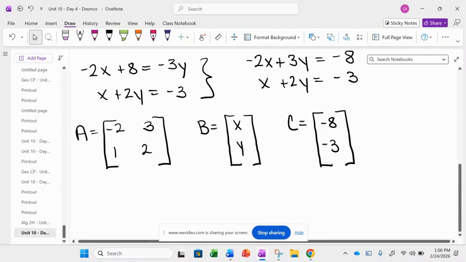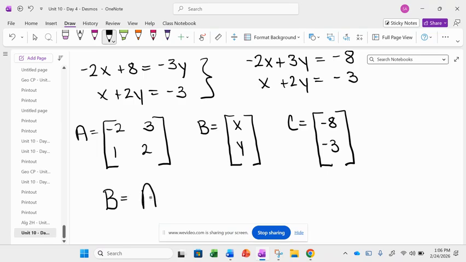Now, to solve this using matrices, I need to solve for B, and B is going to equal the inverse of matrix A times C. Now, we learned last class the order you multiply matters. Remember that? So when we're multiplying, that inverse has to come first. So it's always the inverse times the matrix C. So let's put a little note there. Inverse must be first. Order does matter.